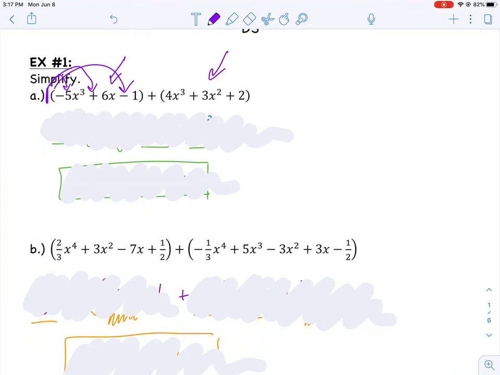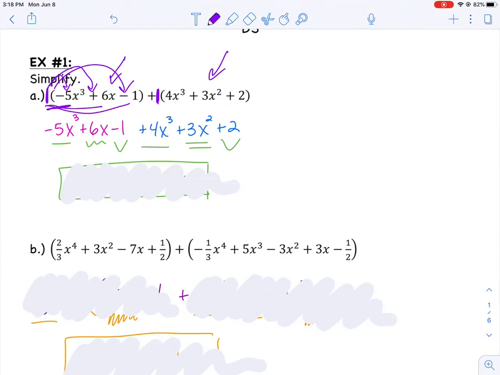So what number is in front of that second set of parentheses? Oh yeah, doesn't it look like there's also a positive 1 in front of that set of parentheses that we're going to distribute? So that's what we're going to do first. We're going to take these 1s and distribute or multiply them through. So what's 1 times negative 5? Well, you should just get negative 5x cubed, right? And what's 1 times 6? 6x. And 1 times negative 1 is negative 1.